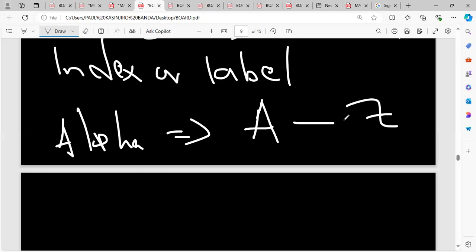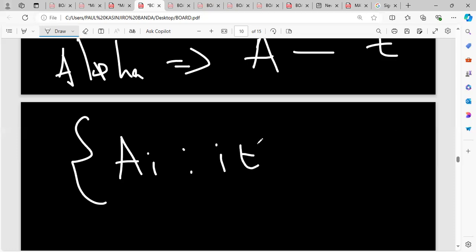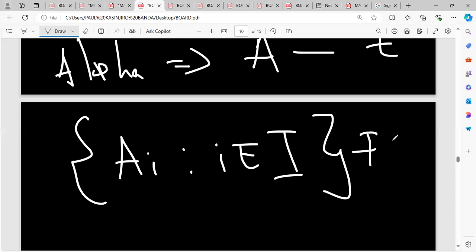Now when they say an indexed family of sets, it simply means that we have these sets we can call A_i, such that this i belongs to the indexing set, which is represented by a capital letter I. So these small i's belong to this big letter I, and for each of these i's we have a set A_i. This represents a family, or indexed family, of sets.